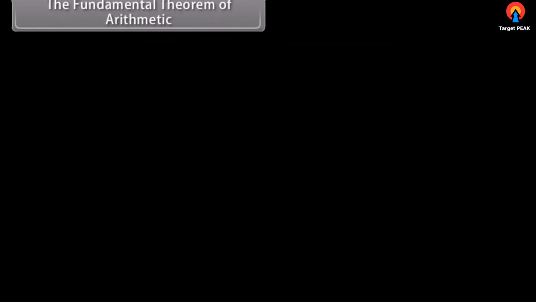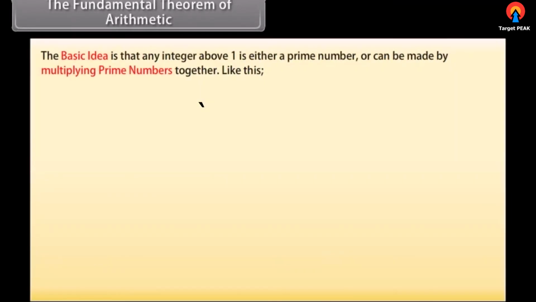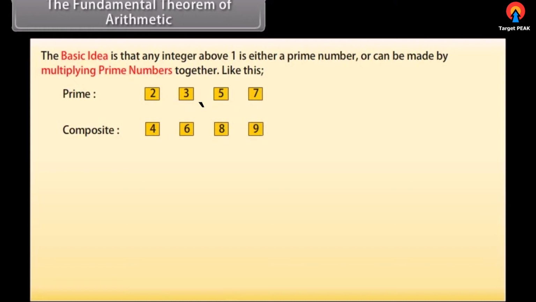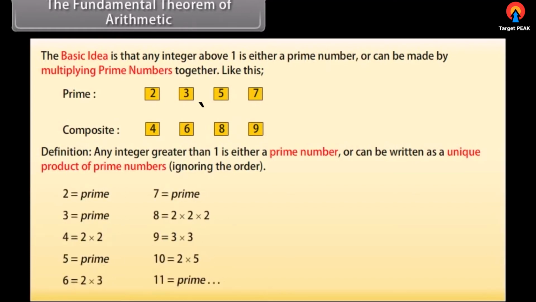The fundamental theorem of arithmetic. The basic idea is that any integer above 1 is either a prime number or can be made by multiplying prime numbers together like this. Let us start with the definition. Any integer greater than 1 is either a prime number or can be written as a unique product of prime numbers, ignoring the order. Look at these numbers.